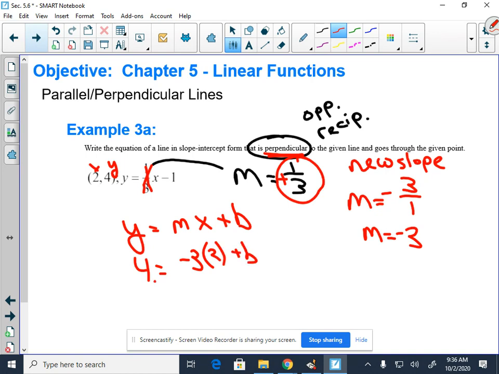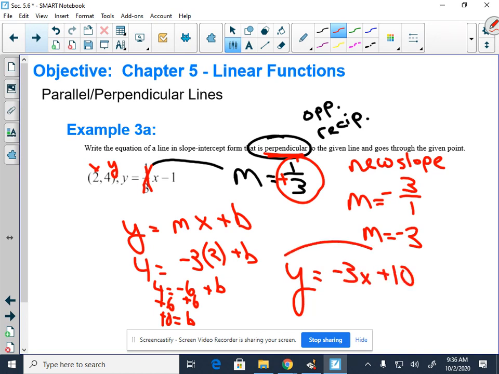But we find b the same way. We just finished this equation. 4 equals -6 plus b. We add 6. And b is 10. So y equals -3x plus 10. We then put in our m as -3 and our b as 10.